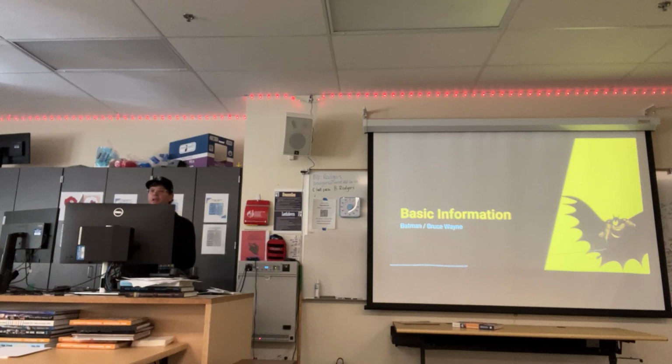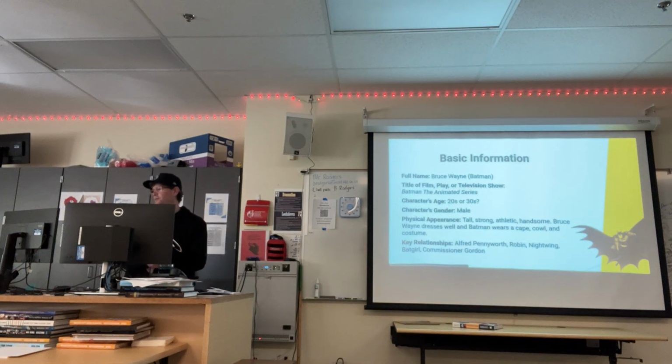So here's the first category of the character analysis sheet. I'm just giving you some basic information about Batman/Bruce Wayne. His full name, Bruce Wayne, also Batman. Title of the film, play, or television show is Batman the Animated Series. His age is in the 20s or 30s. He's a little naive in the show, so I think he's in his 20s, but he also knows a lot, so it's kind of hard to tell. He's male. I just described him as tall, strong, athletic, handsome. Bruce Wayne dresses well, and Batman wears a cape, cowl, and costume.